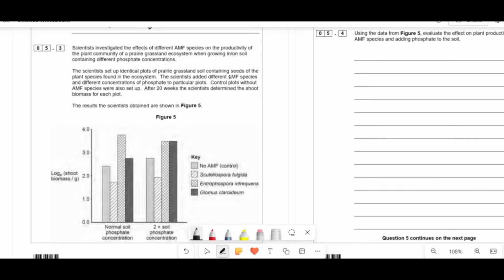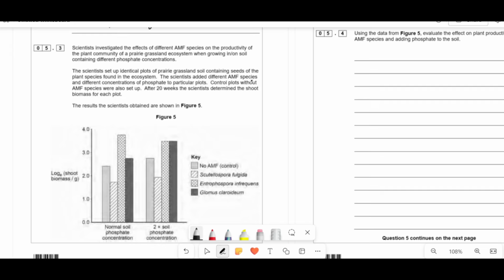Now it says scientists investigated the effect of different AMF species on the productivity of plants in a plant community of this grassland ecosystem when growing in soil containing different phosphate concentrations. They set up identical plots containing seeds of plant species found in the ecosystem. They added different AMF species to different plots at different phosphate concentrations, along with control plots. After 20 weeks, the scientists determined the shoot biomass for each plot, and the results are shown here.